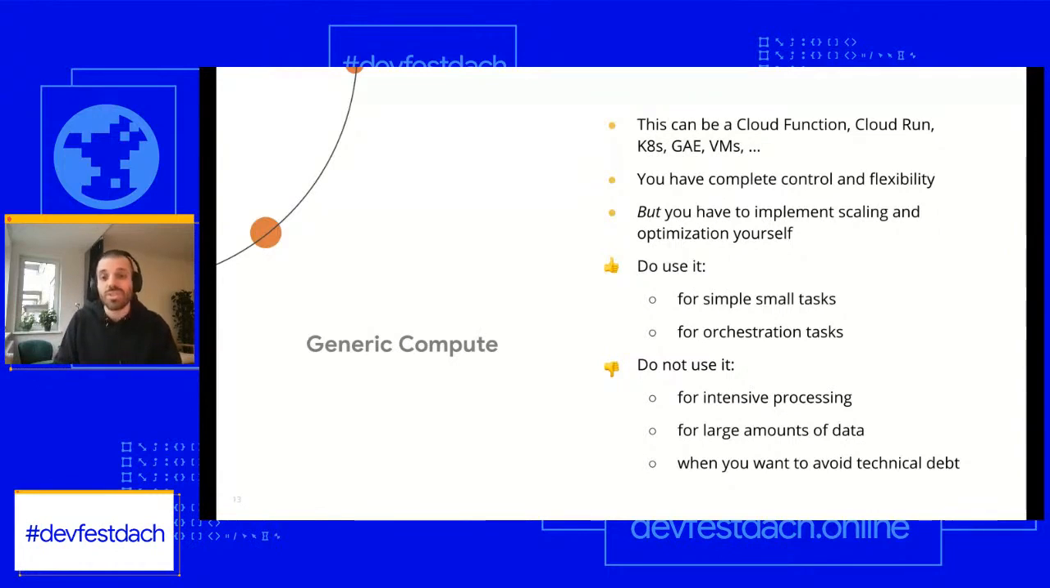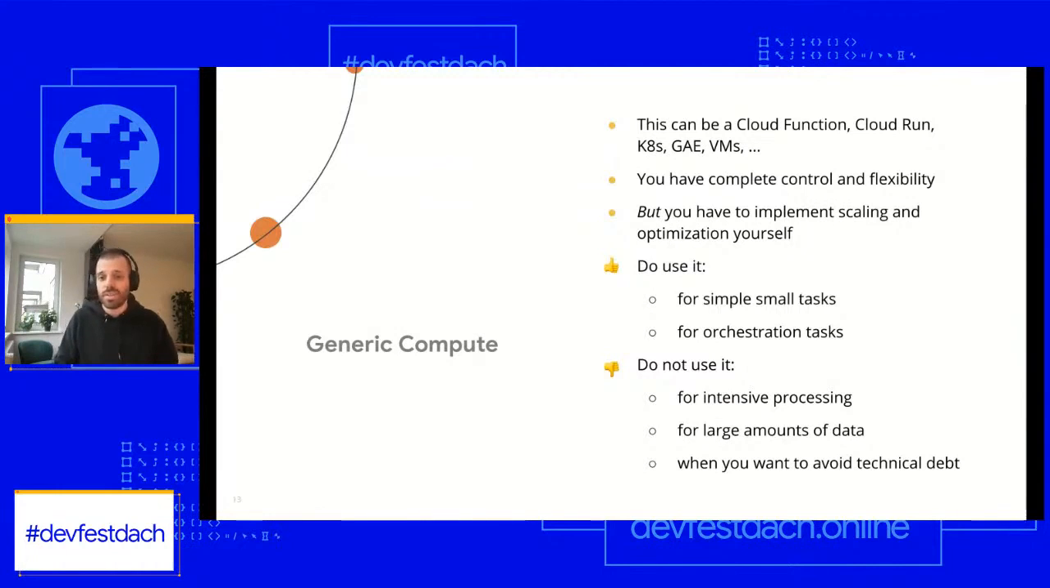So do use it for simple and small tasks and for orchestration tasks, when you basically only tell an API, hey, service X, here's my file in service B, please load that file. That's where generic compute can be really helpful and useful. But the moment you load the data and do something on it, start to get careful.